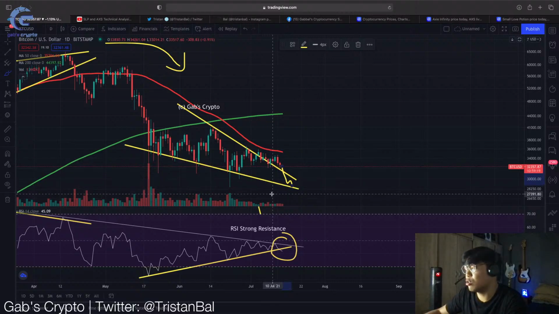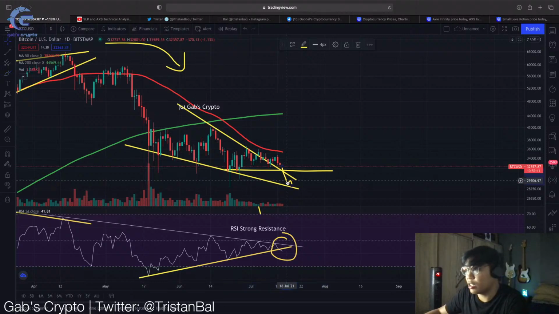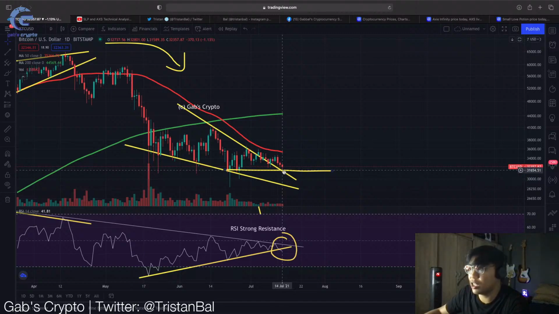So kailangan niyo i-watch out yung 31.3K. Kailangan hindi siya mag-drop below the 31.3K level. If nag-drop siya, if nagkaroon siya ng daily candle close below that, doon tayo makita na more likely ng 28.7K. Pero as long as we stay above the 31.3K, I believe na healthy pa din siya.